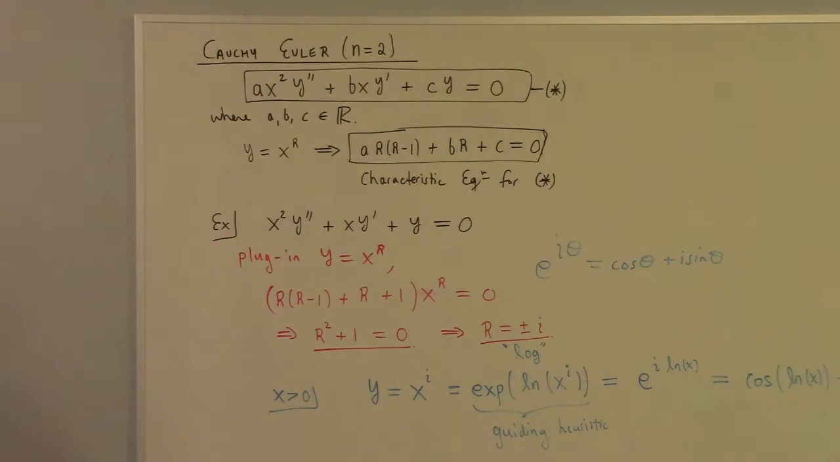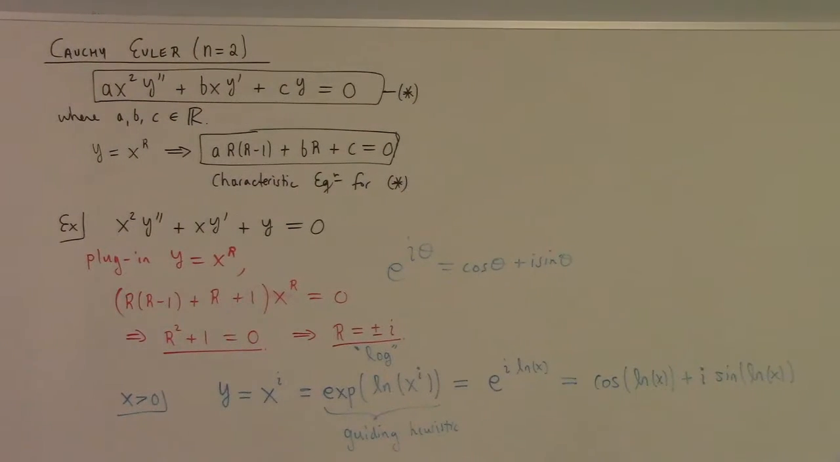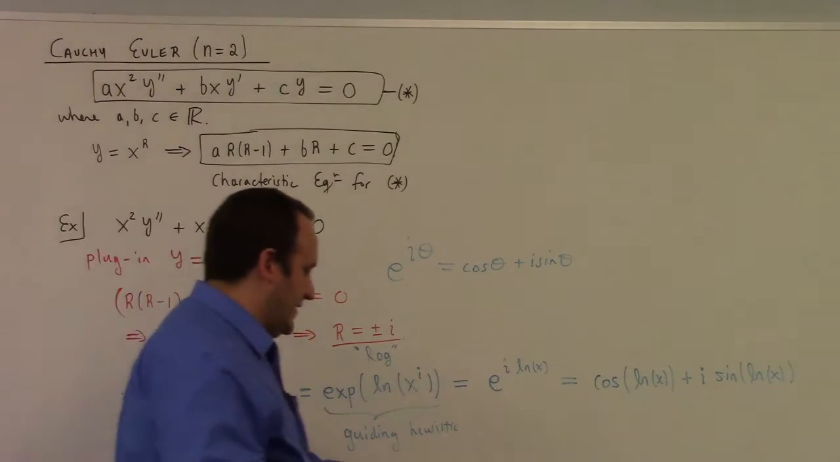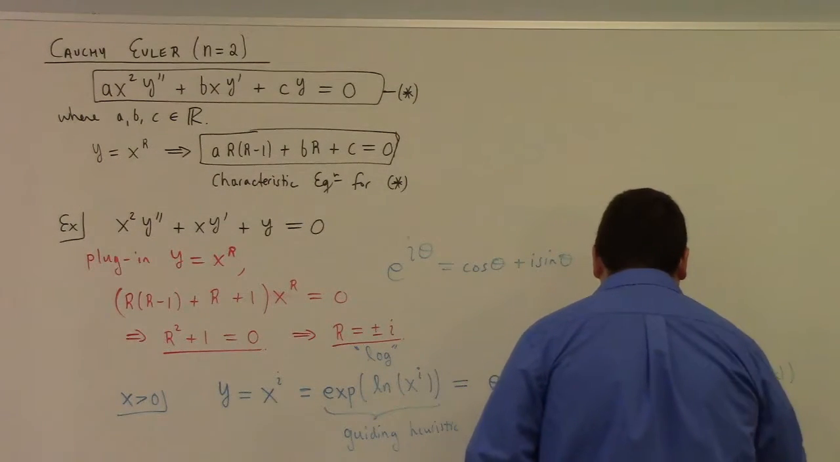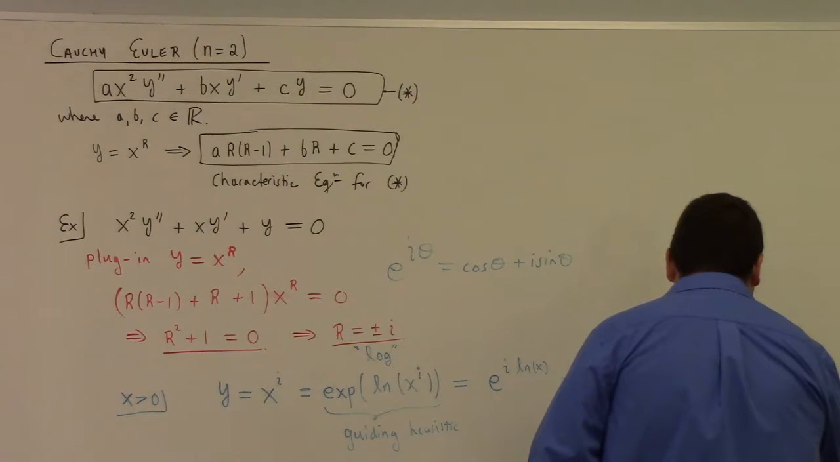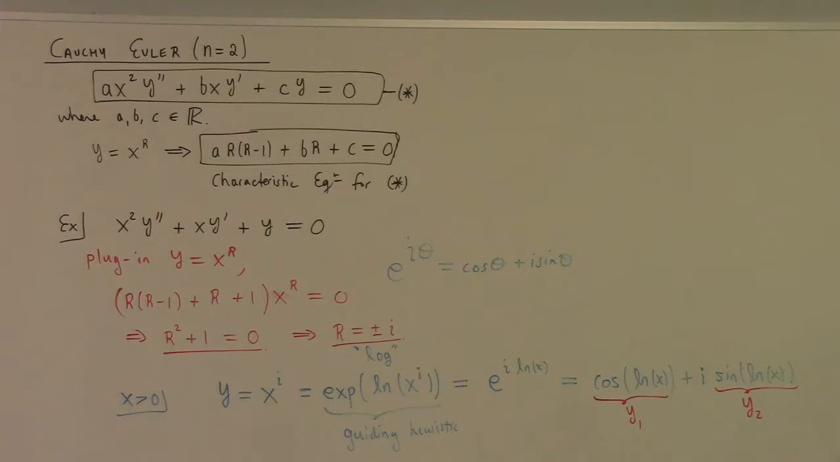So corresponding to this imaginary, or if you like, to take a slightly broader view, complex characteristic value, we find a complex solution, x to the i. This single complex solution has within it two real solutions. All right? So you can check it. Cosine of log x and sine of log x are separately real solutions to the given differential equation.